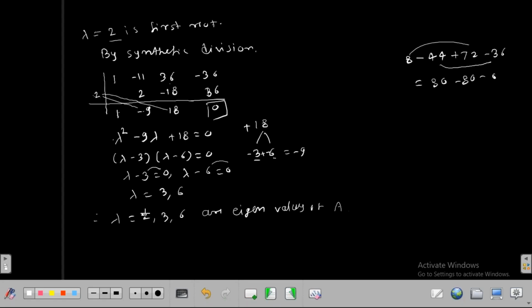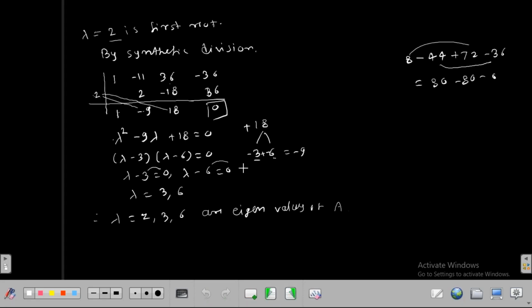So here these three eigenvalues are different, so we will get three different eigenvectors. To find the eigenvectors, we need the homogeneous form of equation. So how to find the homogeneous form of equation? Homogeneous form of equation in matrix form.